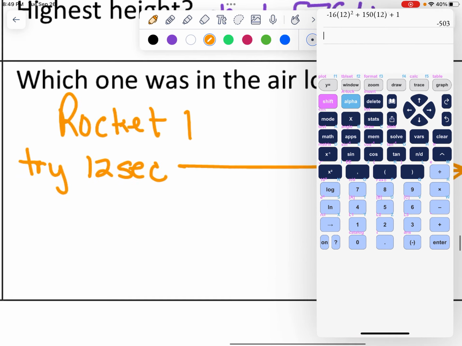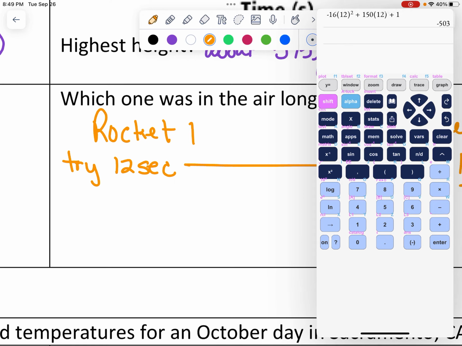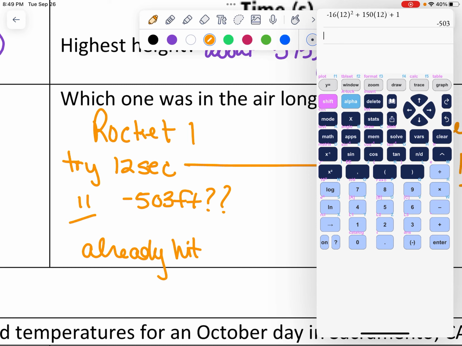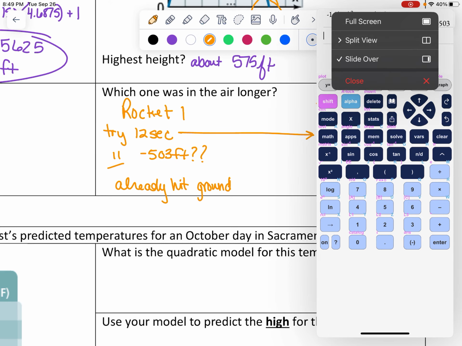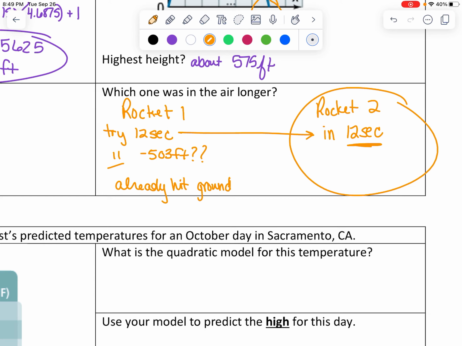Ooh, that's weird. So at 12 seconds I get a really funny answer. My funny answer is negative 503 feet, which is like, what? That's not like a thing. That's because it would have already hit the ground. So it already hit the ground. Because, like, you can't have a negative height. In other words, if you were graphing this, it would have been like, boom, in 12 seconds. So clearly it went way past hitting the ground. So this question says, which one was in the air longer? Rocket 2, for sure. Because by 12 seconds, rocket 1 already hit the ground.